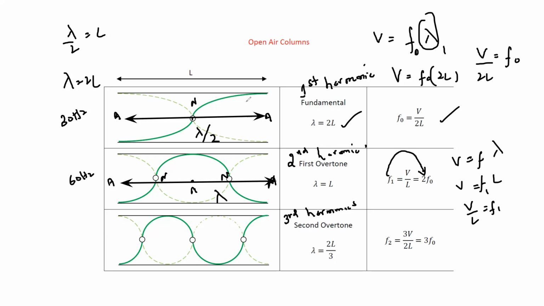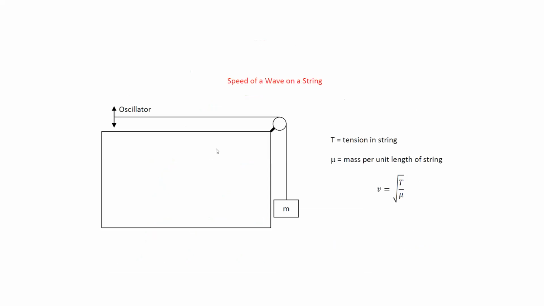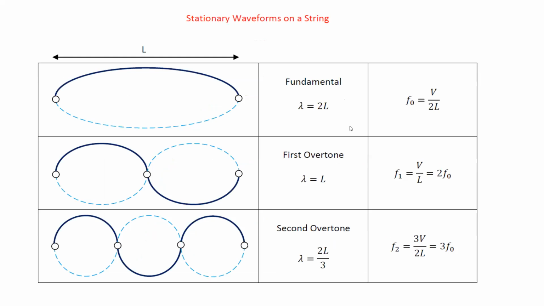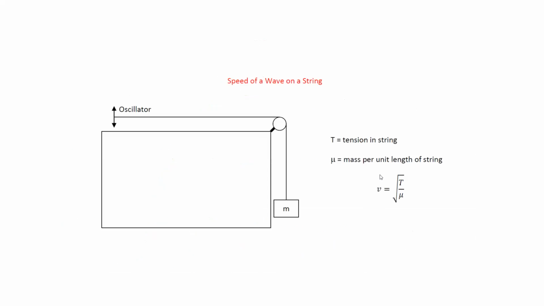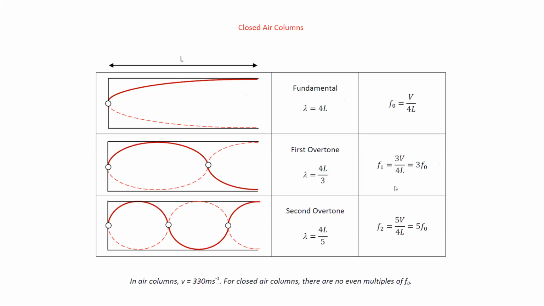So for an open air column, a pipe which is open from both ends, it is the same formula as a wave in a string. As we discussed in that derivation, the frequency and the wavelength formula is the same. So open pipe and wave in a string have the same formula. But in a closed pipe, it is a bit different.